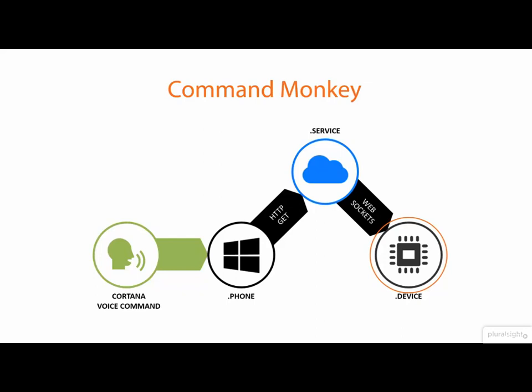The .service project you see here is actually a Node.js project hosted in Azure. The push part of this then is between the .service project and the .device project, which is Command Monkey. Now the code for this project is really short. I'm going to show you the code for the service as well as for the monkey himself. I want to point out that this entire project from the phone to the cloud to the device is written in JavaScript, and I think that's really cool because I like writing JavaScript.